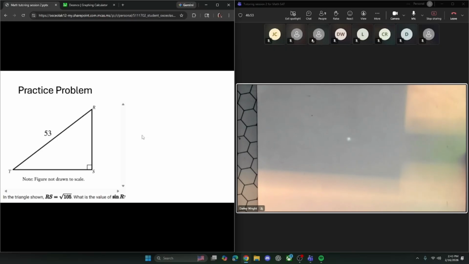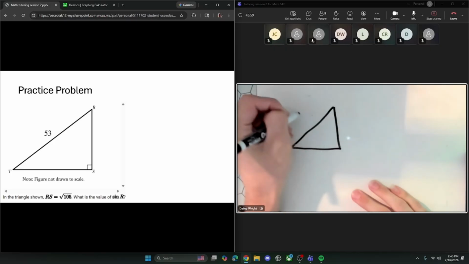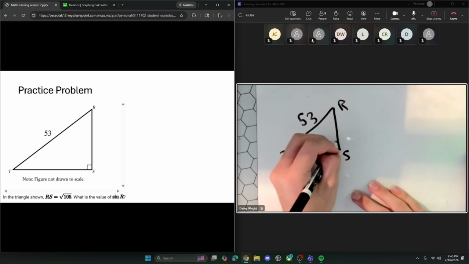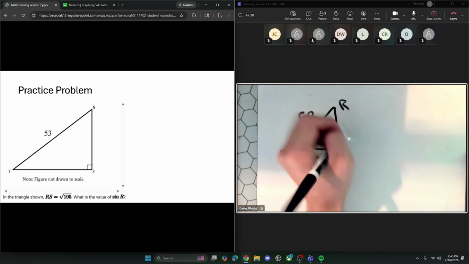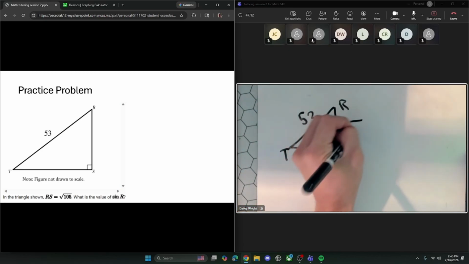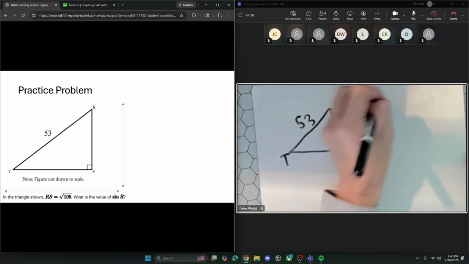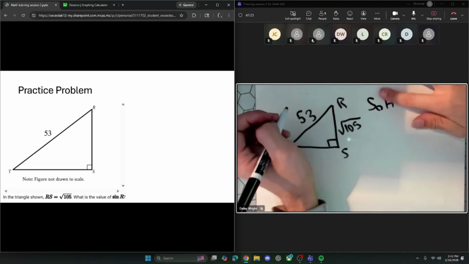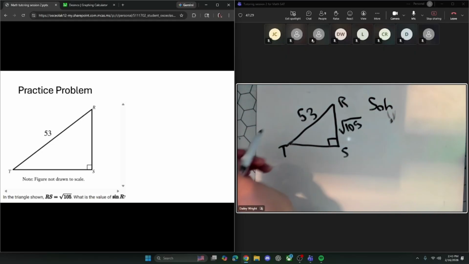Okay, here we go. Let's draw out this triangle. 53, RST. In the triangle shown, RS is the square root of 105. What is sine of R? So if we go back to our SOHCAHTOA, the SOH part of it is sine is opposite over hypotenuse. So sine would be this line.